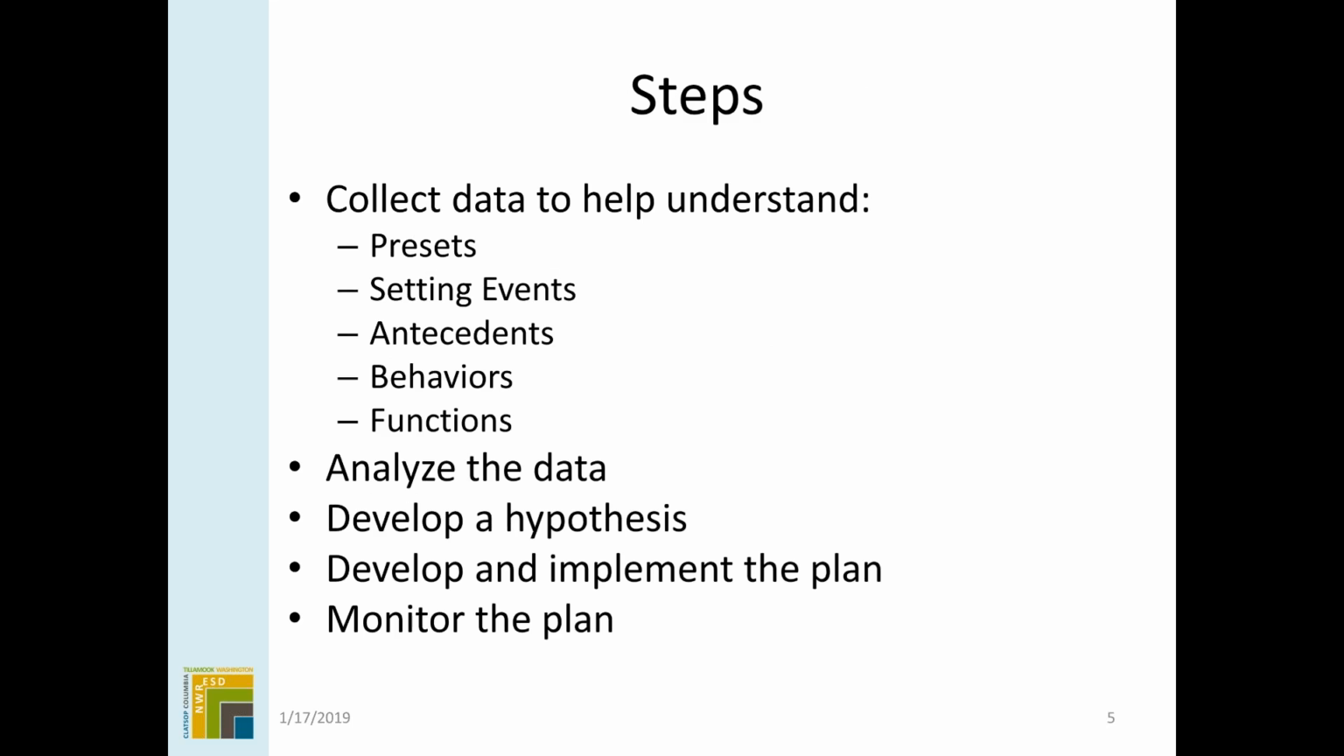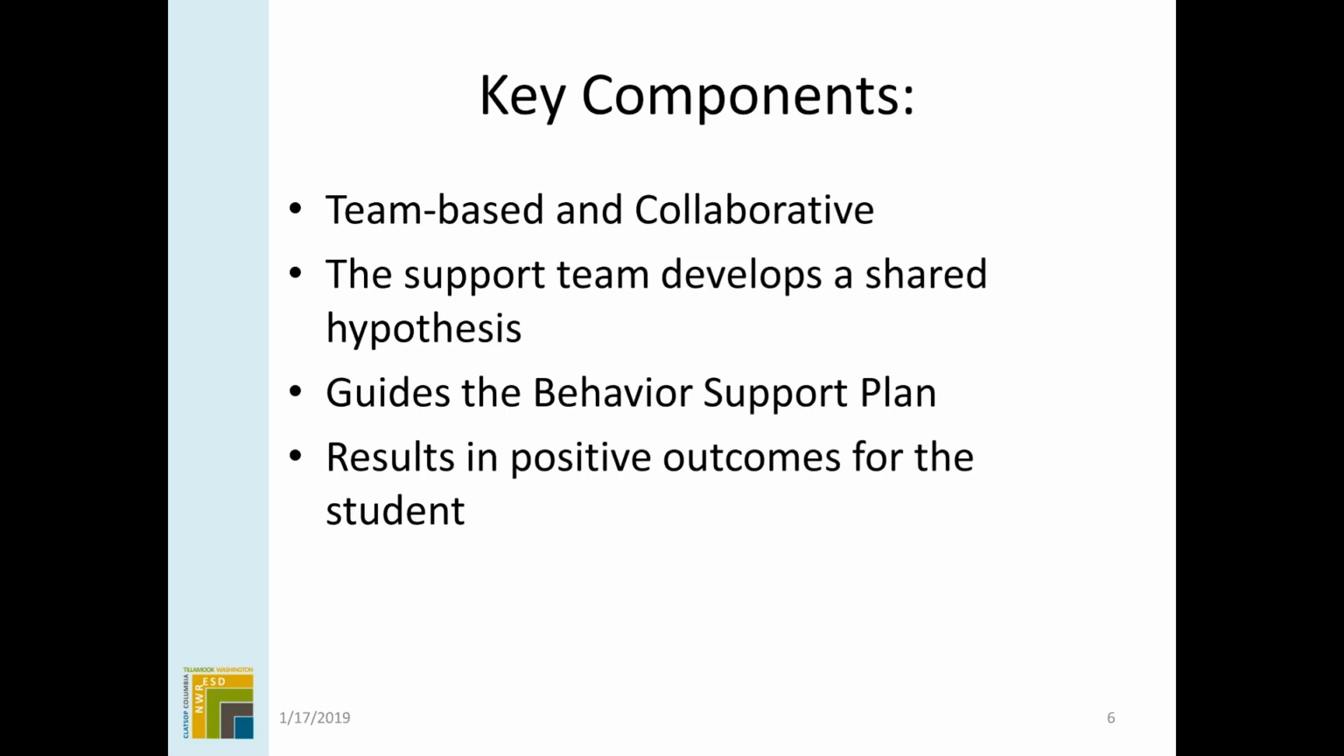So the steps. First, we're going to collect some data so that we can understand these 5 components: the setting events, antecedents, behaviors, and functions. Together as a team, we'll analyze the data. We'll develop a hypothesis. So essentially, we're going to create a statement about why the student is behaving the way that they are, what the function of that behavior is. From that hypothesis, we'll develop and implement a behavior plan, and then we monitor the plan. So this is the basic cycle that most of you are familiar with.